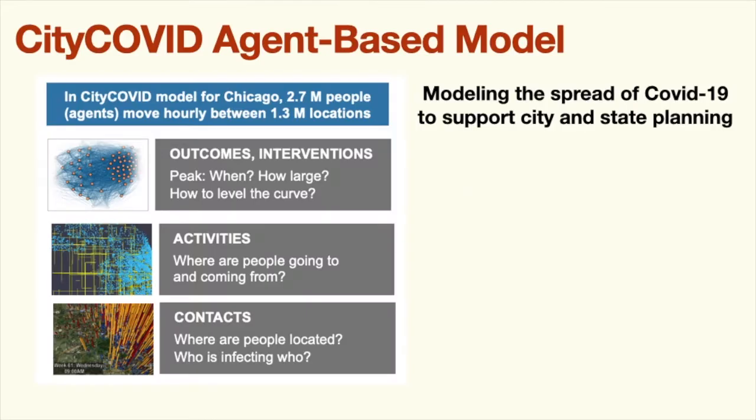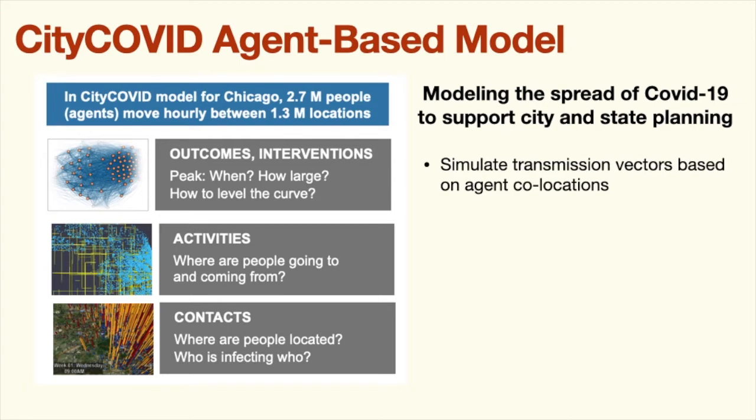In order to test these hypotheses, we leveraged CityCovid, which is a large-scale agent-based model of the spread of COVID-19 in Greater Chicago. CityCovid is a project I've been working on since April with Argonne National Lab. It models the entire population of Chicago synthetically, which is statistically representative of the actual Chicago population based on census and other survey data. Our model studies where people come from and where they go, and how this results in people being co-located and providing transmission vectors for COVID-19.